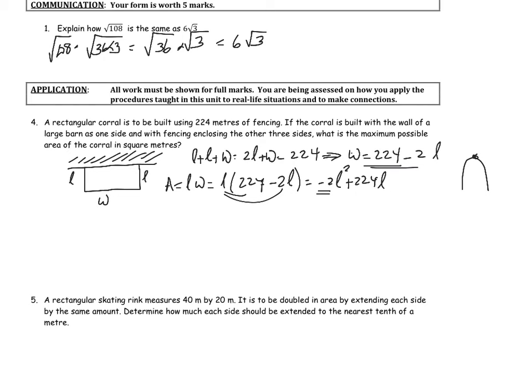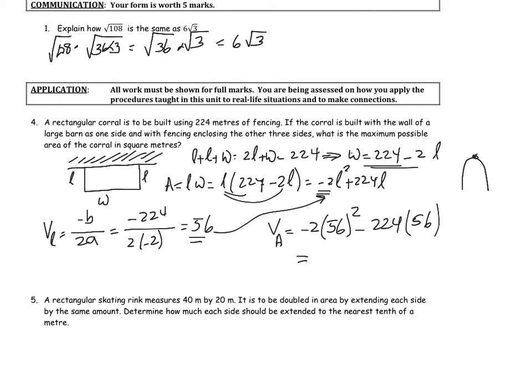We know that V sub L, the shortcut is negative b over 2a, which is negative 224 divided by 2 times negative 2. This is equal to 56. Now I'm going to put this back in this equation to find the maximum area. So I get that V sub A is equal to negative 2 times 56 squared plus 224 times 56. If you simplify this, you will get the maximum area to be 6272 square meters.